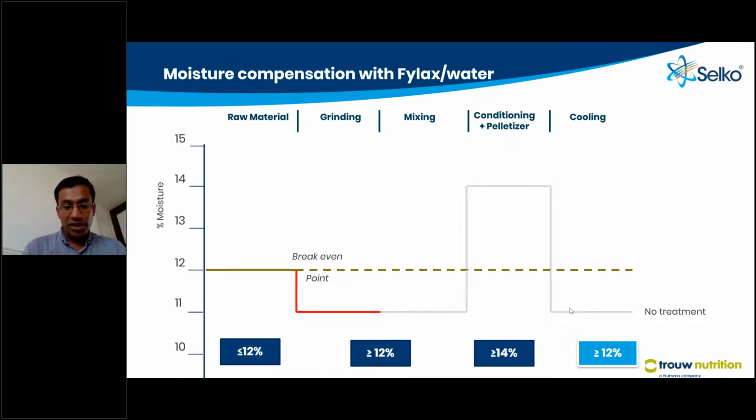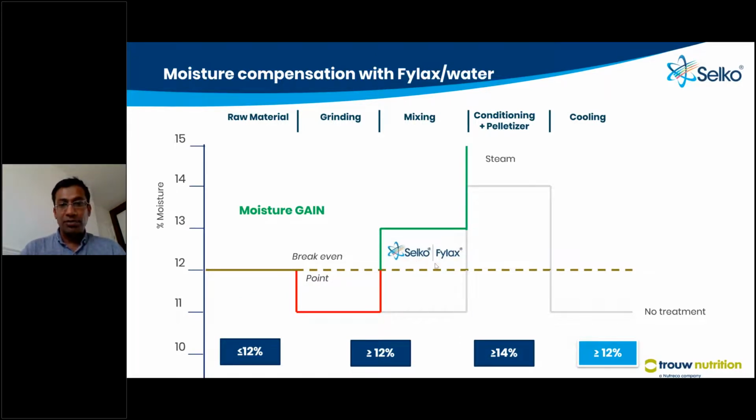But there is an opportunity to gain moisture, by adding Filex 4, for example, in the mixing part, which also has anti-mold properties. So you can increase the moisture in the mixing without any risk, and thereby you are able to have better conditioning, better starch gelatinization, better binding, better pellet quality. And at the end you can also keep a higher moisture level. You can increase the moisture level by 1, and you have a better feed quality at the end.